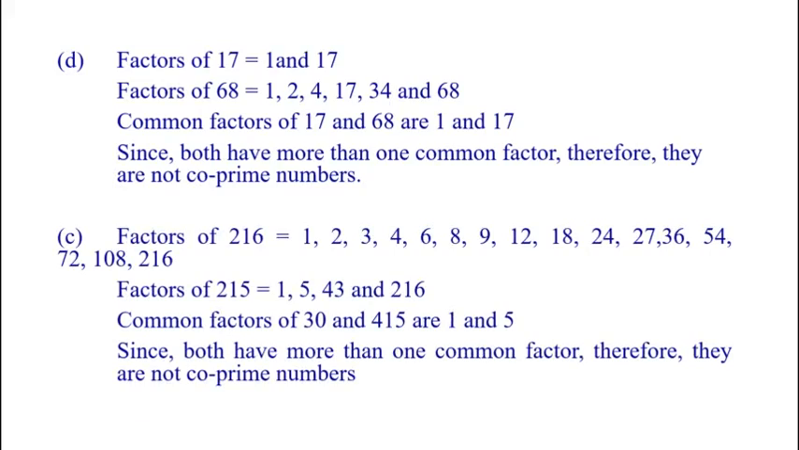Factors of 216 are 1, 2, 3, 4, 6, 8, 9, 12, 18, 24, 27, 36, 54, 72, 108 and 216. Factors of 215 are 1, 5, 43 and 215. So, common factors of 216 and 215 are 1 and 5. Since both have more than one common factor, therefore they are not co-prime numbers.